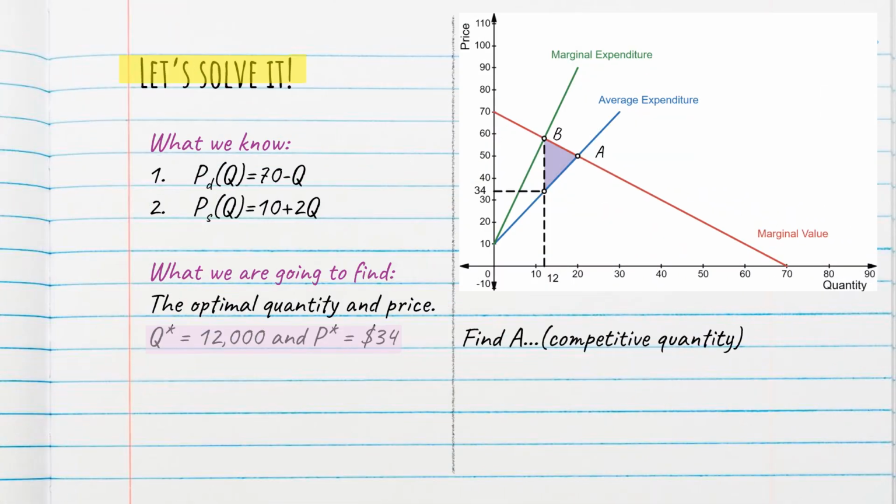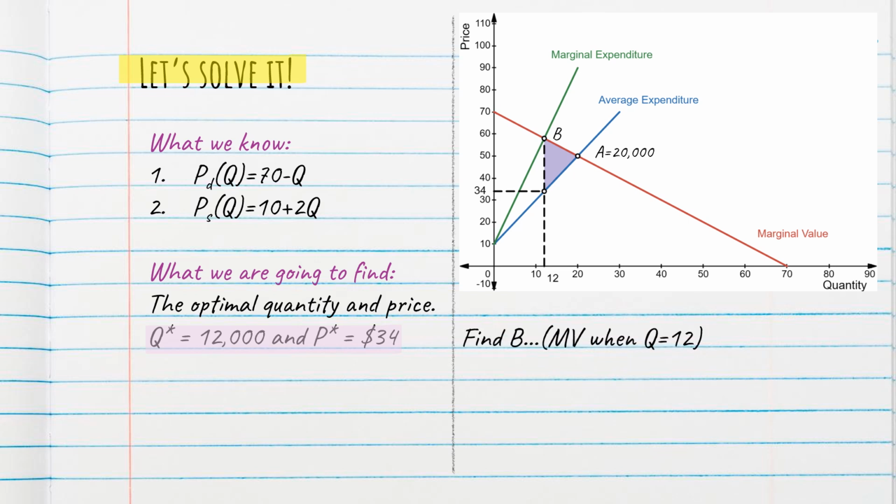So we're going to start by computing A. A is just the competitive quantity, which means we're going to set the inverse supply equal to the inverse demand and solve for Q. So I have 10 plus 2Q is equal to 70 minus Q. Adding Q to both sides, I get 3Q is equal to 60, so Q is equal to 20. So A occurs at 20 units.